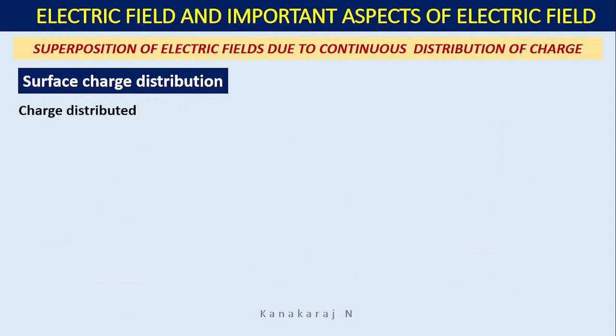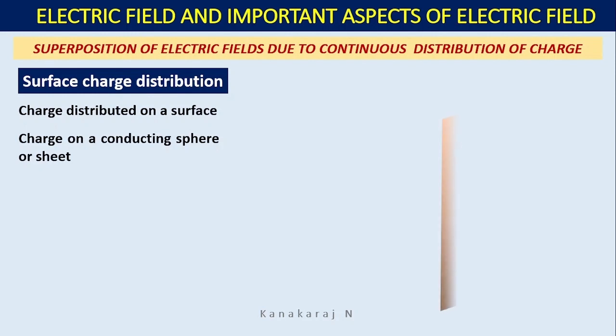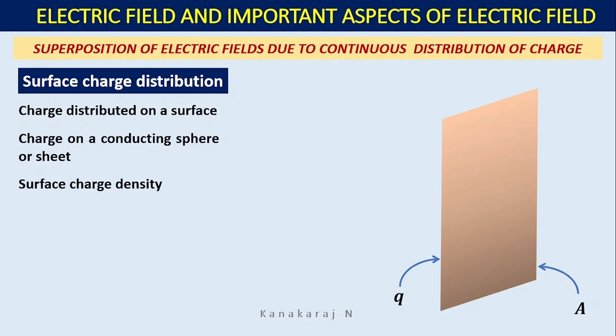Surface charge distribution: charge distributed on a surface, such as charge on a conducting sphere or sheet. For a conducting sphere, the charge is never available inside the sphere, only on the surface of the sphere. Here you have a sheet, which has a charge Q and an area A. Surface charge density sigma equals Q by A, the charge per unit area. Let us consider a small element that has a charge dq equals sigma dA.